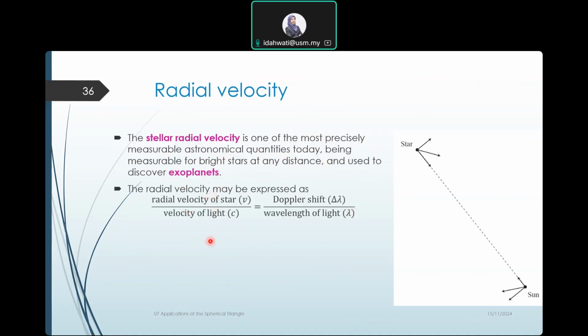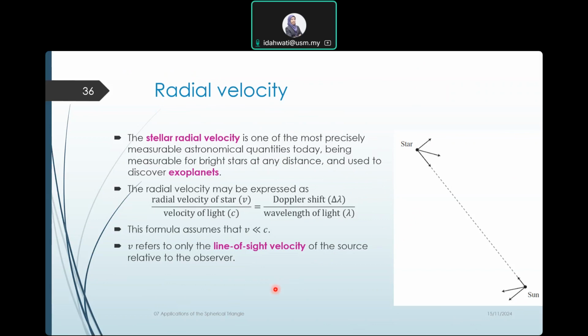And this is the formula of radial velocity: v over c equals the average of the Doppler shift, delta lambda over the wavelength. This formula assumes v is much less than c. Okay, so v refers to the line of sight velocity of the source relative to the observer.